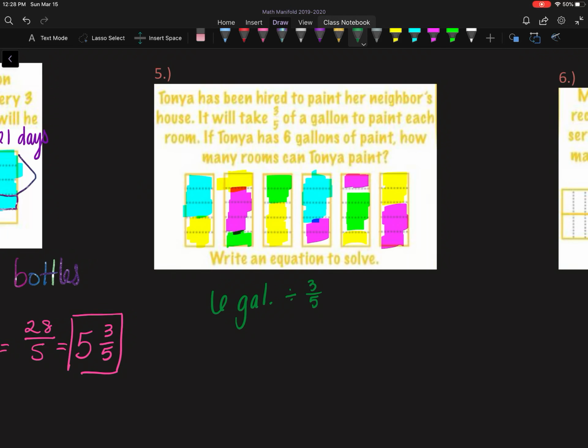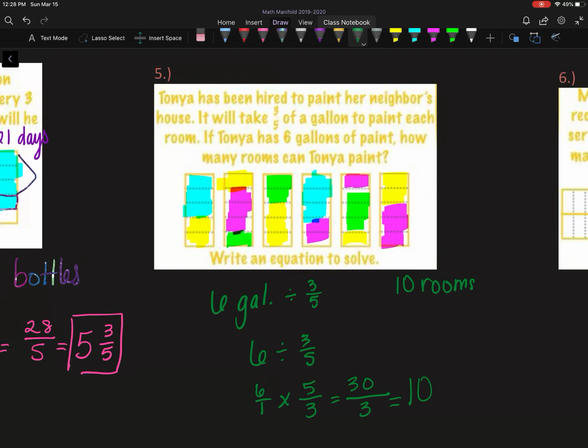So I'll go through and solve 6 divided by 3/5. I'm going to write it as a fraction, keep, change, flip my numerator and denominator. 6 times 5 is 30. 1 times 3 is 3. And 3 goes into 30 10 times. So she is able to paint 10 rooms.